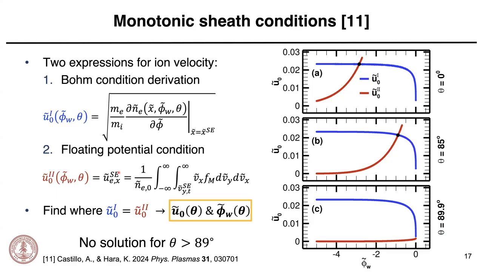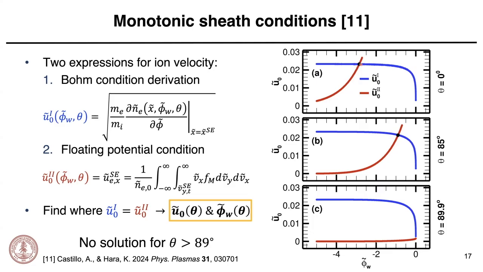The second way that we calculate the ion velocity is by knowing that also at the sheath edge, another condition is that the ion velocity and the electron velocity are equal to each other. So essentially, we'll just take the first moment of that loss cone VDF, and we'll equate it to the ion velocity. So that one's a little bit simpler. And so now we have two different definitions for ion velocity. What I'm showing here is the results for those two as a function of potential at the wall for different field angles. And essentially when these two curves intersect is when you'll have your solution.